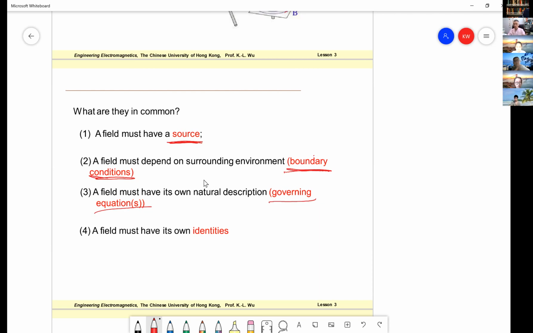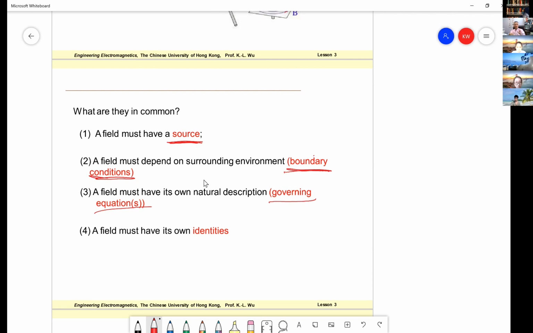Oh, okay, I have to be catch. And later on, you will see different field because of the governing equation. You have a unique identity. You have a unique identity.